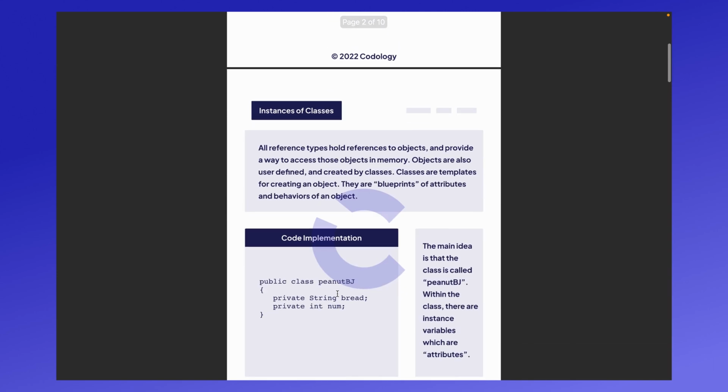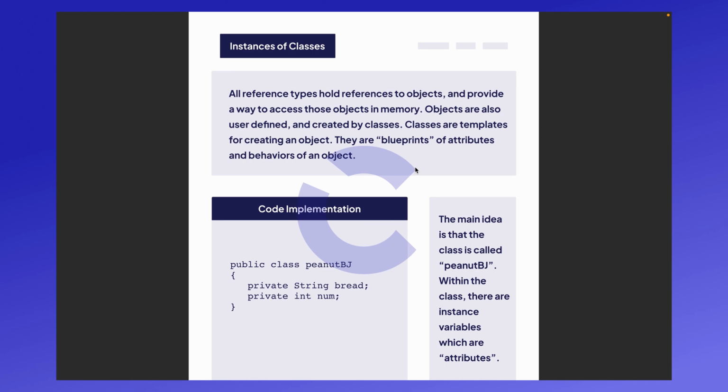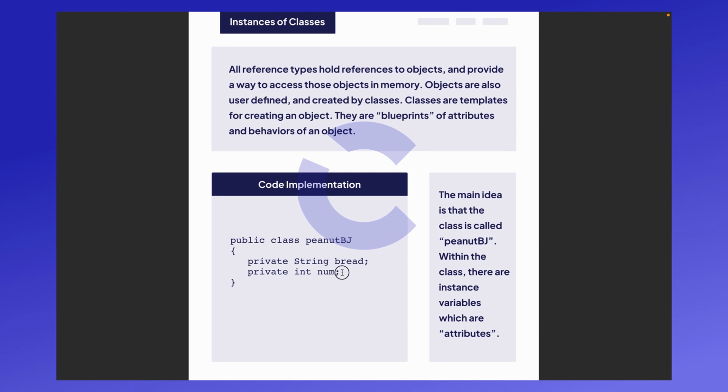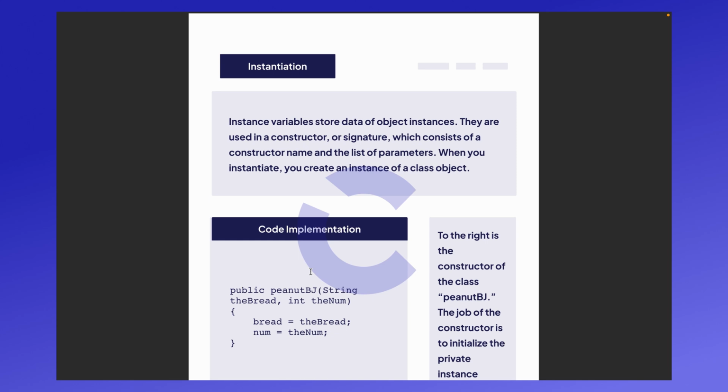Okay, so here this talks about classes. Classes are basically a template or a blueprint for an object. So, here we have these attributes for the class PeanutButterBJ. So we have two private instance variables right here, String and int. An instance variable stores data of object instances.